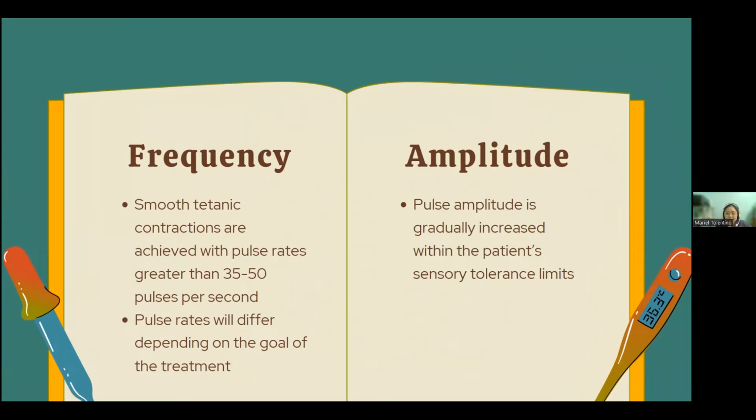For the frequency, smooth tetanic contractions are achieved with pulse rates greater than 35 to 50 pulses per second. Pulse rates will differ depending on the goal of the treatment. Higher frequencies influence sensory perception and level of muscle fatigue. The clinician should select the lowest frequency that achieves the desired result. For the amplitude, pulse amplitude is gradually increased within the patient's sensory tolerance limit.